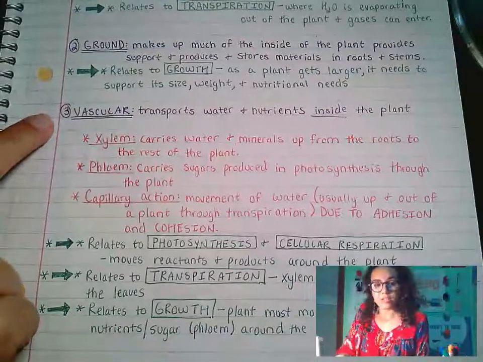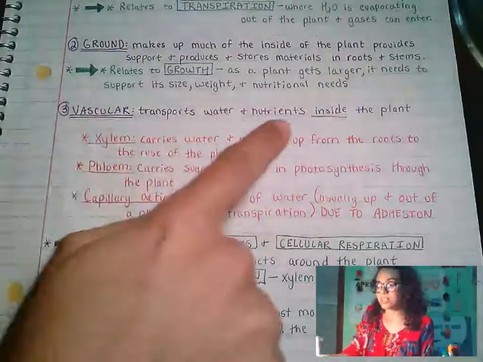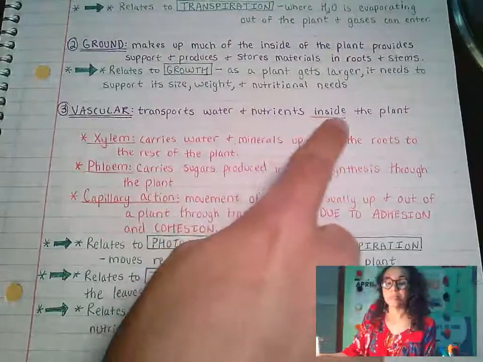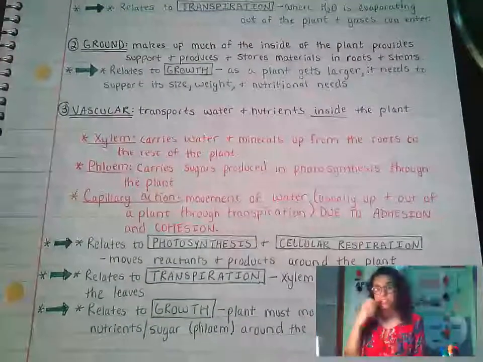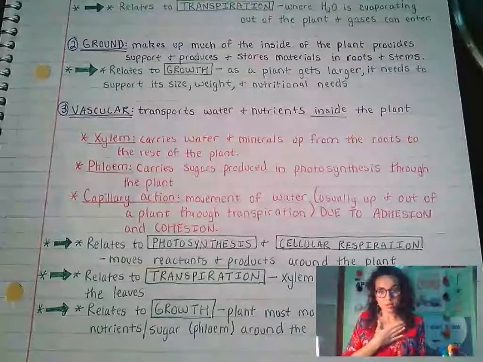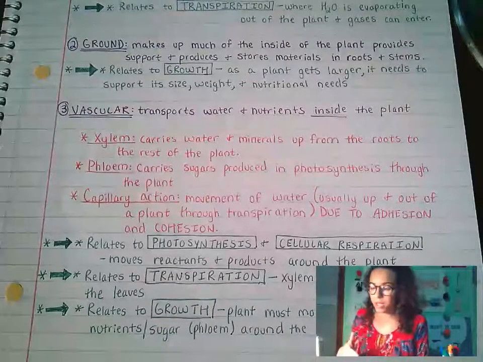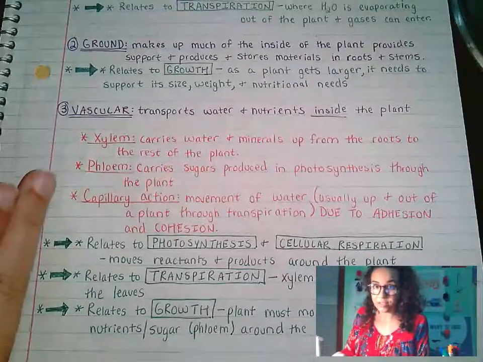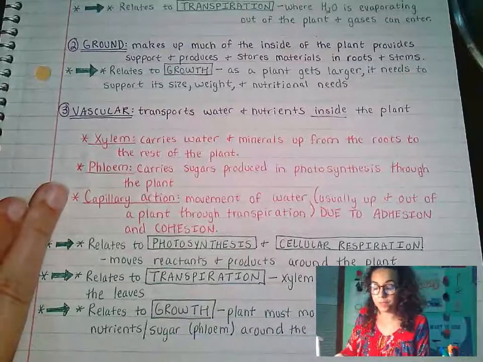Next is our vascular tissue. This tissue is going to transport water and nutrients inside the plant. All right, we're dealing with inside. So we talked about how our vascular system is our veins and our blood, transporting our blood. Plants have a vascular system as well, where they're transporting their food and their water.